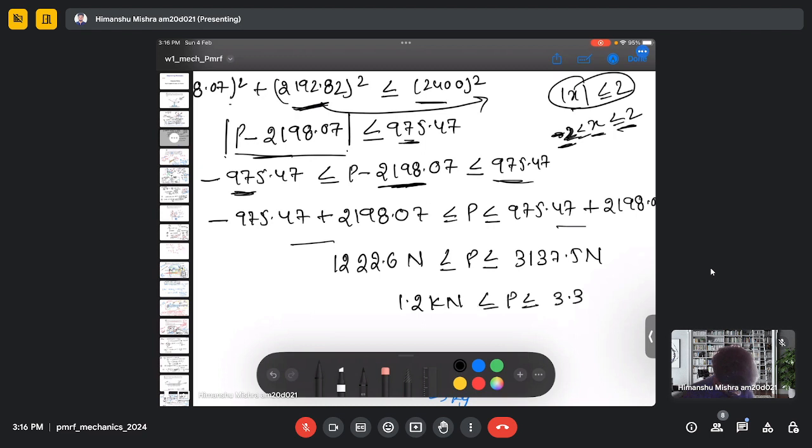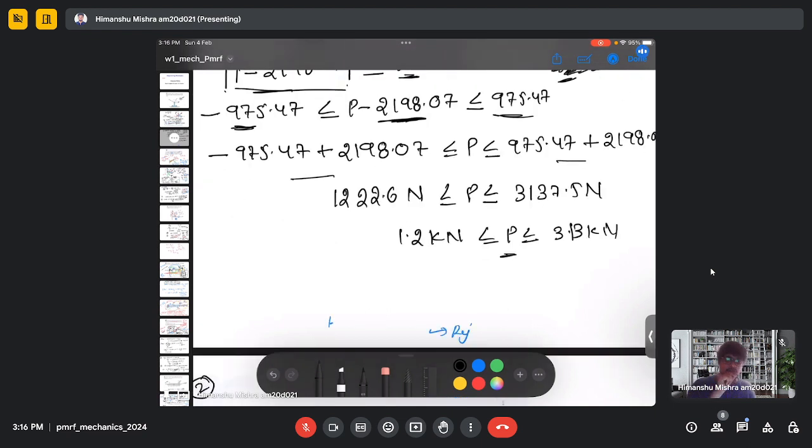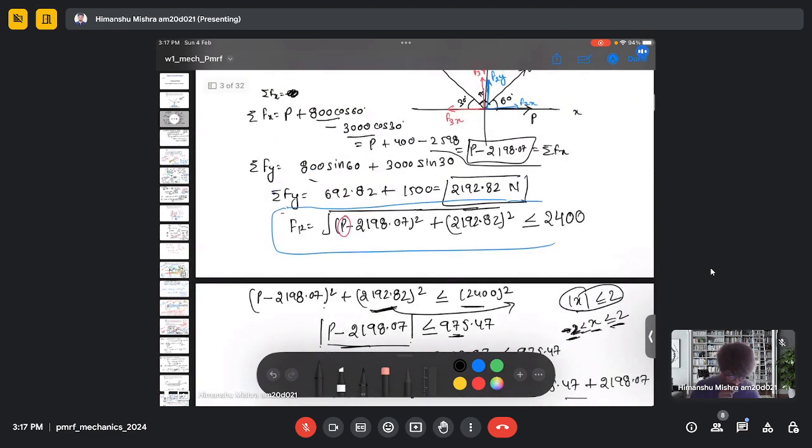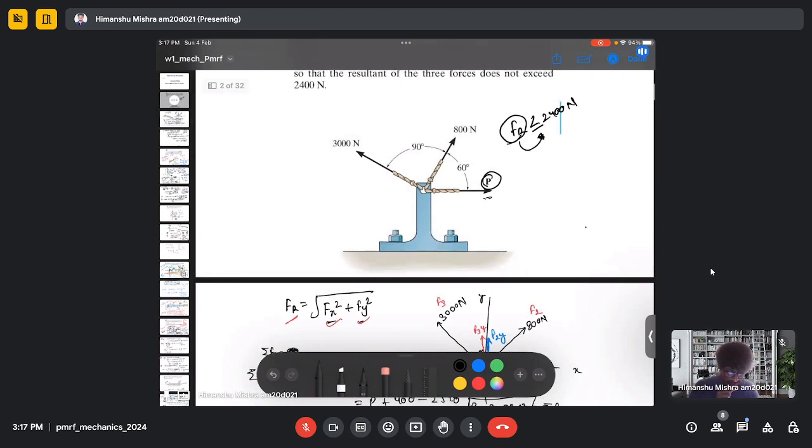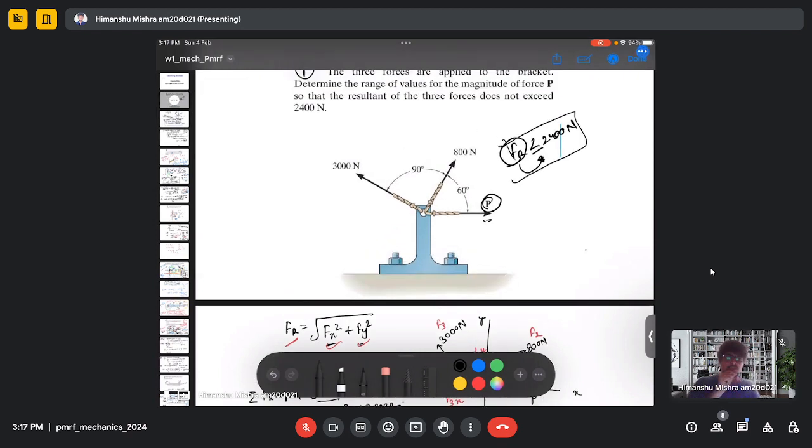and 3.13 kilonewton. So my value of P should lie between 1.2 and 3.13. So my maximum value is 3.13 and my minimum value is 1.2 kilonewton. So this is the force P I required to put here in order for resultant force less than 2400 Newton.